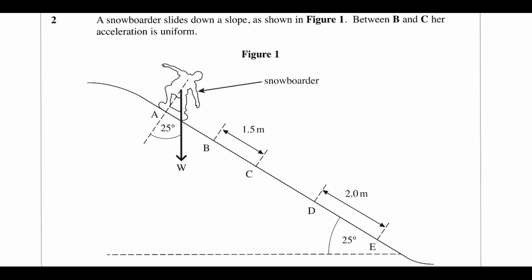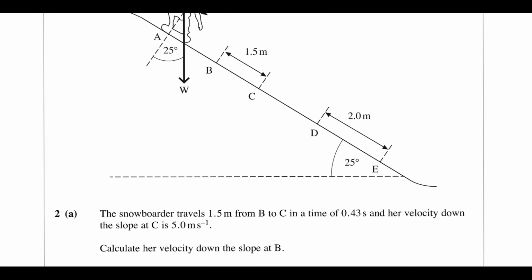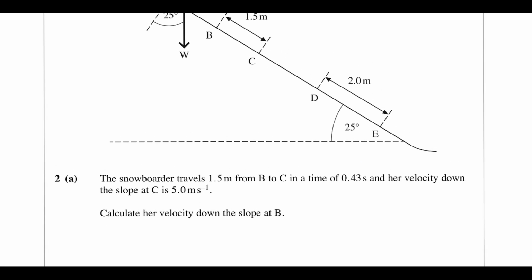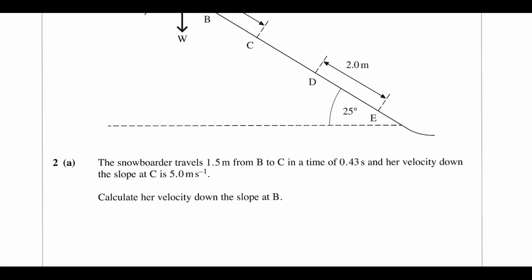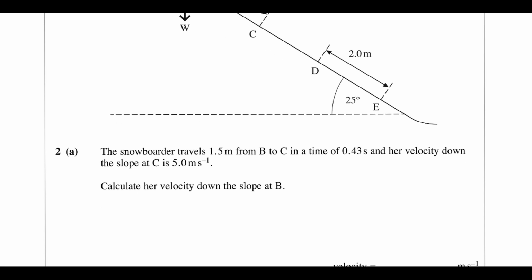Alrighty, so we've got a snowboarder sliding down a slope. So what I'm already thinking is we're going to end up resolving parallel and perpendicular to the slope probably. Between B and C, her acceleration is uniform, so that's this distance here. And we're on a 25-degree slope, you can see here. So the snowboarder travels 1.5 meters from B to C in a time of 0.43 seconds. Her velocity down the slope at C, or final velocity, is 5.5. Calculate her velocity at B.